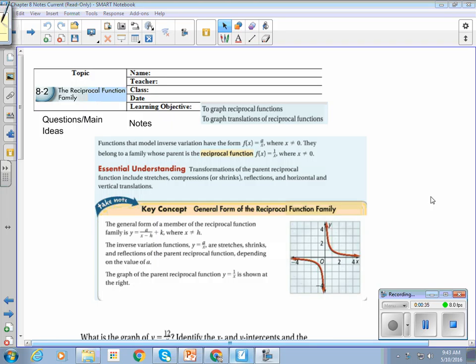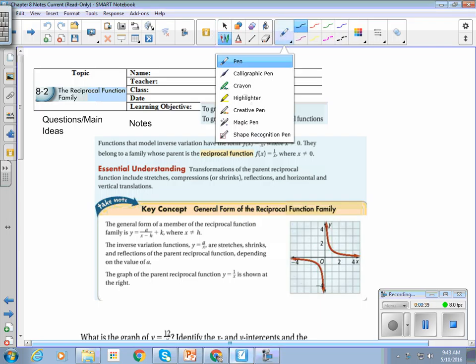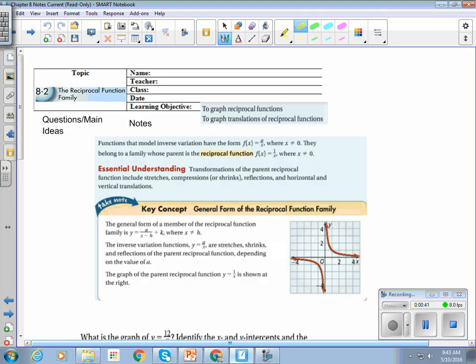So let's go ahead and get our highlighters out. And we definitely want to highlight that the reciprocal function f of x is equal to 1 over x. And x cannot equal 0, because if it's equal to 0, then our denominator is 0, and that is the end of the world as we know it.